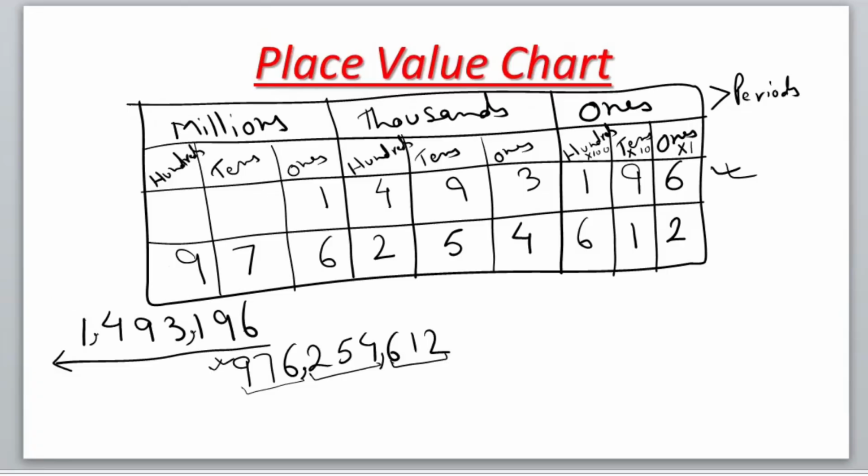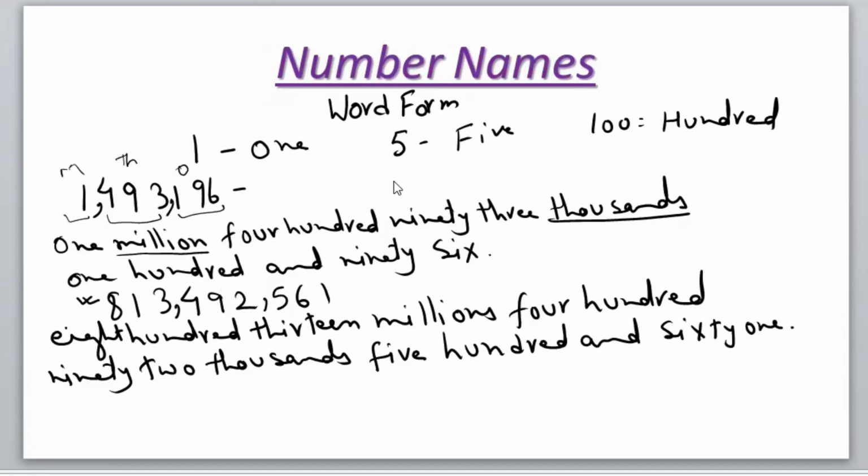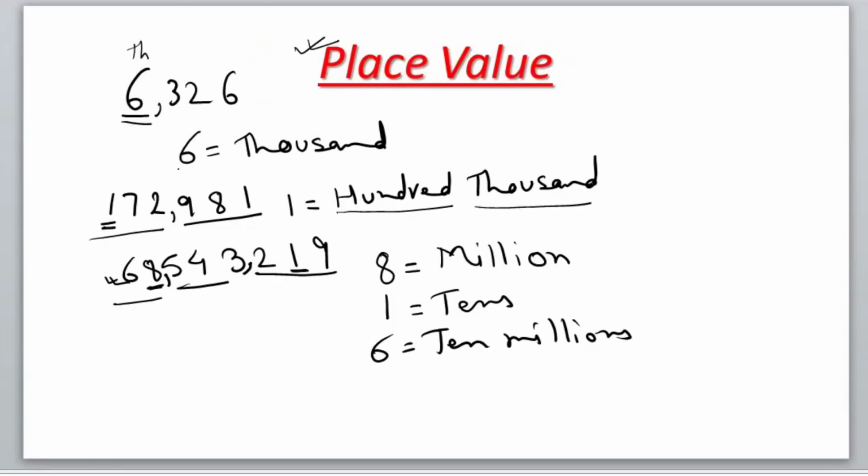Okay, then we learn how to write the numbers in the word form. Like if it's a bigger number, then we write it down in the word form. As we learned the place value chart, it's easy for us to read the number as well, and to write it down in the word form. Then we learn about the place value, how to find the place value of the number. Okay, if the question says find the place value of 9 here, then we have to see in which period it belongs to. Then after that, we have to see in which place of that period the number is placed.